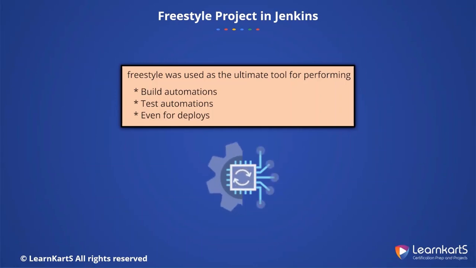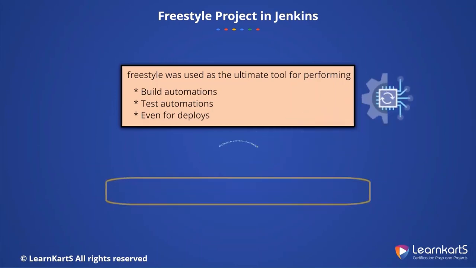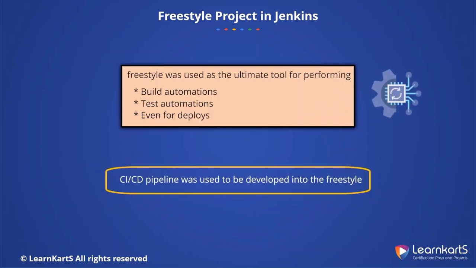So that's where we were using it, and we were using this particular project as such. The CI/CD pipeline was being developed into the freestyle job here. And so far, people are still using it. It's not something which is deprecated. People are still using this freestyle type of Jenkins job because it's a very common way of automating some builds, some deploys, some test cases in case of Jenkins. So that's the way we wanted to get along in case of Jenkins.